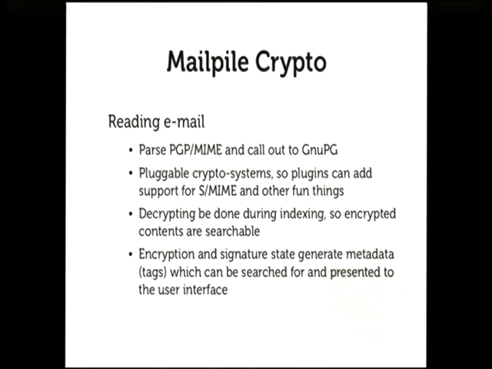As I answered earlier, decrypting can be done during the indexing phase, so encrypted messages can be searched. When we do that, we bubble up information about the state of the messages into the metadata and into the search index. So you can search for messages that have bad signatures, or the UI can give visible feedback, because everything the UI shows you is based on what's in the metadata index. That's important plumbing, and that is mostly working as of this month.